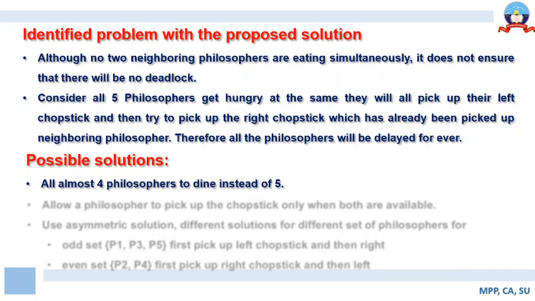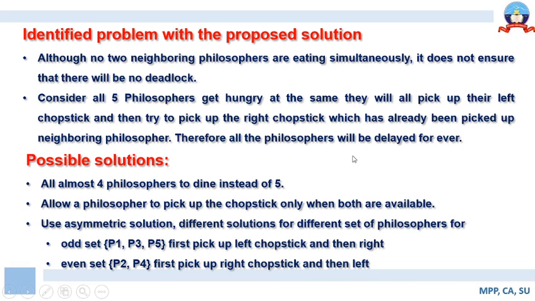We have proposed that at most only 4 philosophers may dine instead of 5, or allow philosophers to pick up the chopsticks only when both the chopsticks are available, or use an asymmetric solution instead of a symmetric solution, wherein you impose different types of solution for different subsets of philosophers in the philosopher set. For the odd set, philosophers will pick up the left chopstick and then the right chopstick, and philosophers belonging to the even set will first pick up the right chopstick and then the left chopstick. So this is what the dining philosophers problem is all about.